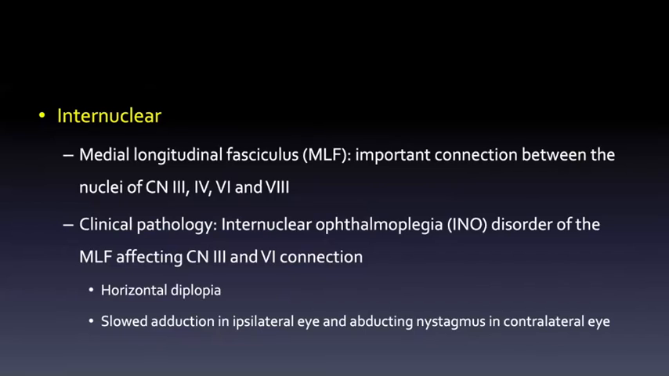We typically think of pathology of this pathway as manifesting as an internuclear ophthalmoplegia, or INO, which involves the cranial nerve 3 and 6 connection. This works so that when one eye abducts, the other can adduct to have conjugate gaze. Here, a patient will present with a horizontal diplopia, and when one tests saccades, moving the eye from side to side, one will see slowed adduction in the ipsilateral eye and an abducting nystagmus in the contralateral eye. The INO is named after the side of the adduction deficit.